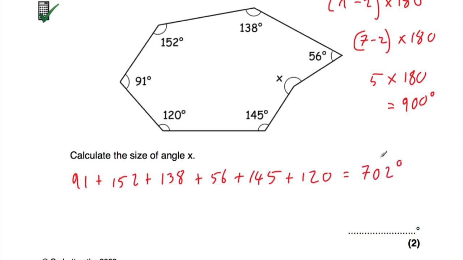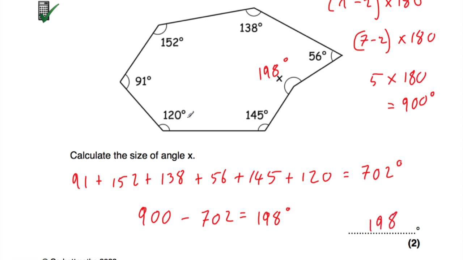And then if we take that away from 900 degrees, what the angles in a heptagon add up to, we can find the size of this angle X. So 900 degrees take away 702 degrees, 900 take away 702, is equal to 198 degrees. So that means that this angle is 198 degrees. And let's write that down.